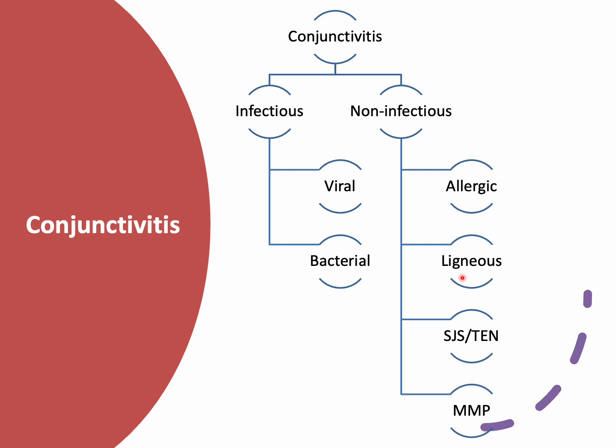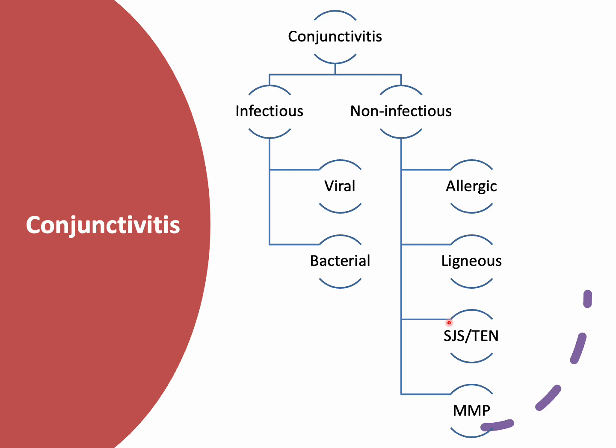We have ligneous. Ligneous means woody in Latin. So you would have firm yellowish pseudomembranes on the conjunctiva, and it's secondary to plasminogen deficiency. The other one is Stevens-Johnson syndrome or toxic epidermal necrolysis, which is a hypersensitivity reaction to antigens. These antigens can be secondary to infection or non-infection. Infection like Mycoplasma pneumoniae and herpes simplex virus, and non-infection including drugs like non-steroidal anti-inflammatory drugs, anticonvulsants, allopurinol, and other agents.